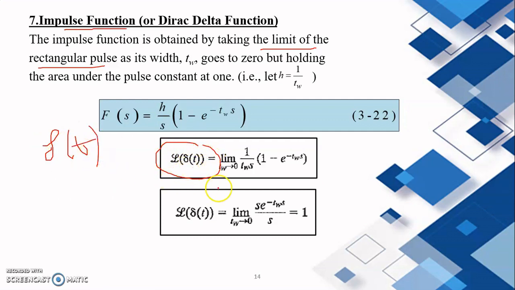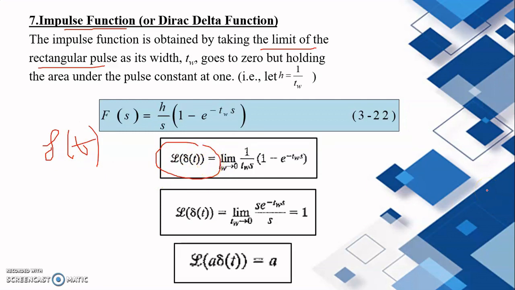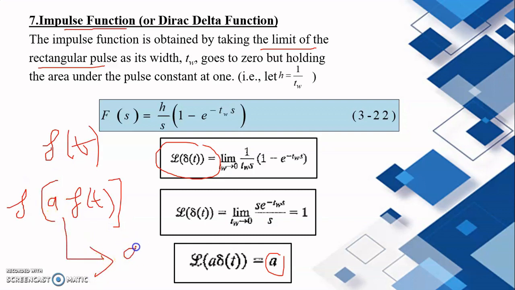By taking the Laplace transform of this Dirac delta, we finally come out with the expression A. That means if you take the Laplace transform of a constant A multiplied by the Dirac delta function, the expression is the same as when you have A only. So this is the Laplace transform for the impulse function, or Dirac delta function.